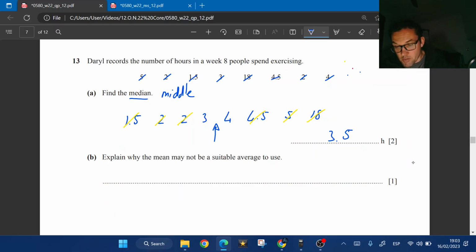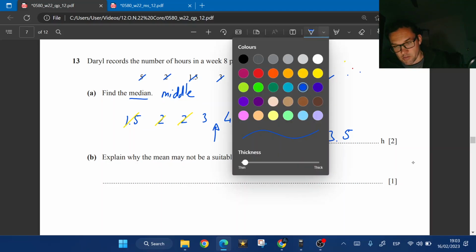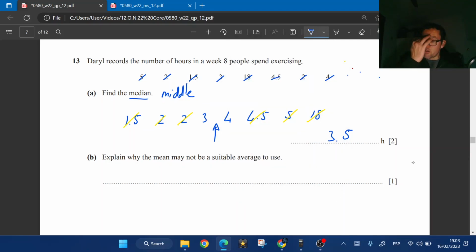Explain why the mean might not be a suitable average to use. Oh, these explain questions. Let's see, why can't it be suitable? What do you do when you find the mean? You add them all up and divide by how many there are. We don't have to do that. We just say why it wouldn't be good. If we look at those numbers, there is one that's very different, way more than the others. That must be an Olympic athlete or something, and we call that an outlier. So we might write anything referring to that 18.